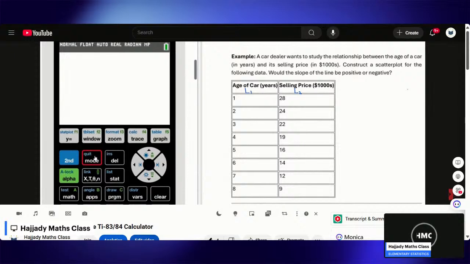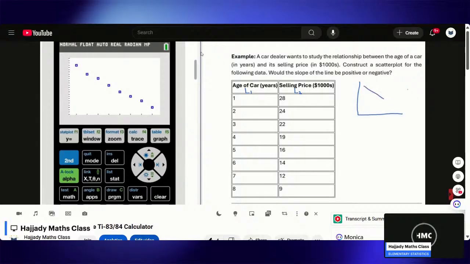To plot the scatter plot, we click on the zoom button and you click on 9. Can you see how beautiful it is? Now looking at this, what can you say about this? The question says, would the slope of the line be positive or negative?